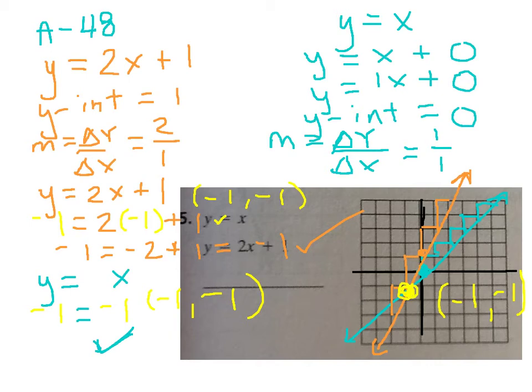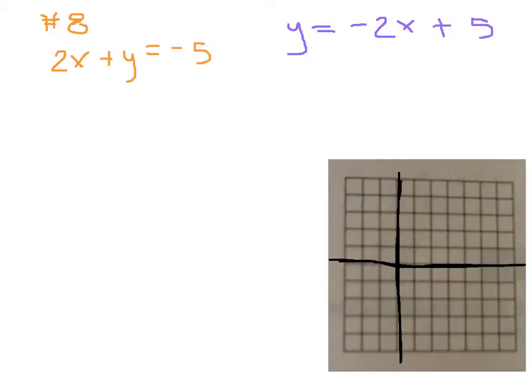All right, one more. So this is number 8. So I'm going to graph the system of equations, 2x plus y equals negative 5, and y is equal to negative 2x plus 5.